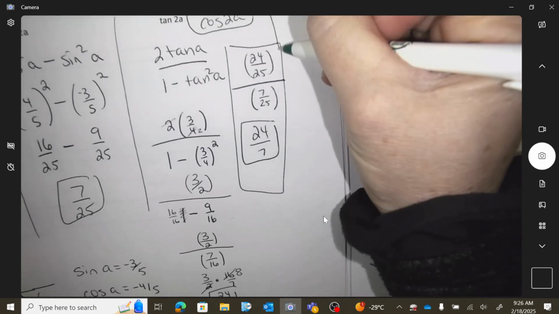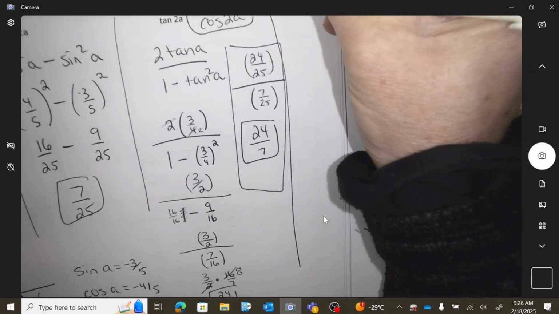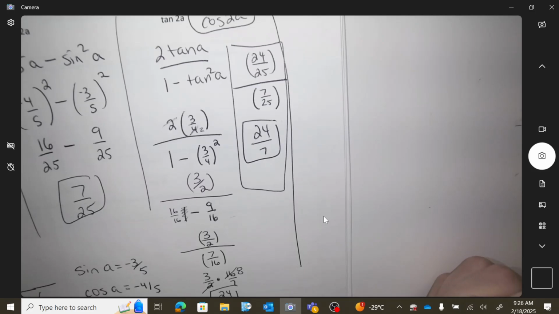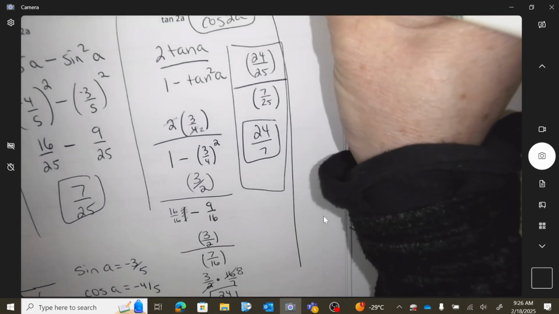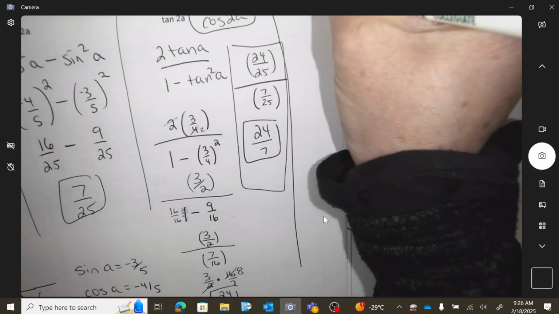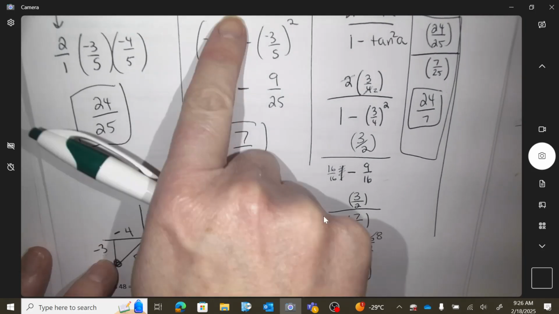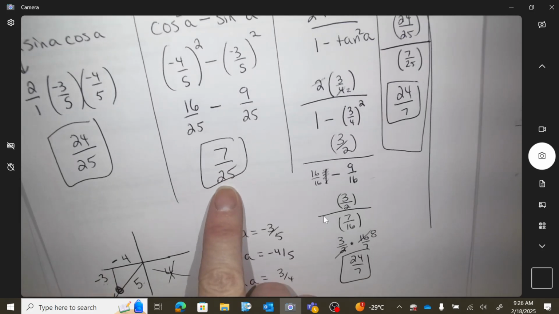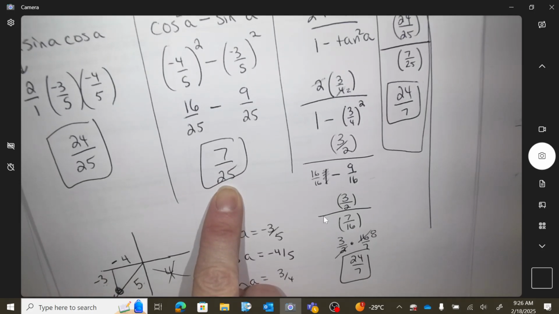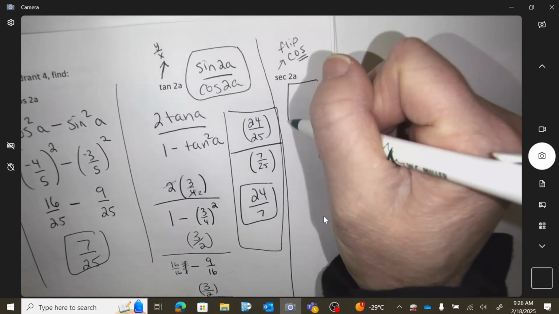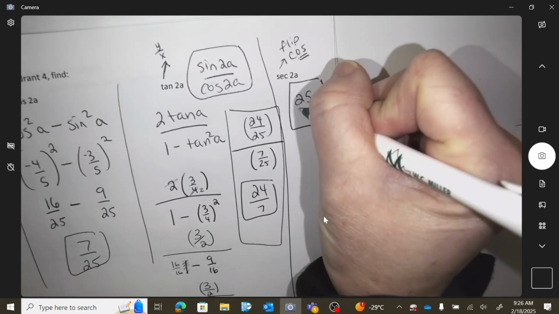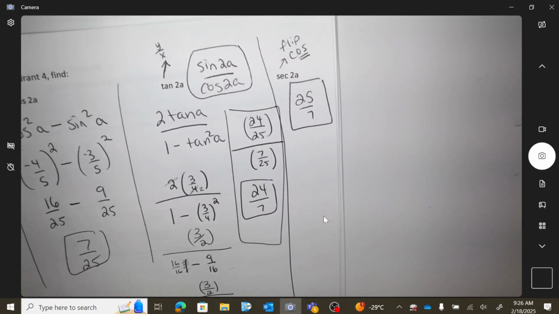Okay, and then the very last question, you just have to remember what secant's all about. What is secant about? It's a flip of a cos. So it's the doubled angle, so we're going to go to the cos double angle, which was 7 over 25. So the answer to this would be 25 over 7. I just flipped that answer, okay?